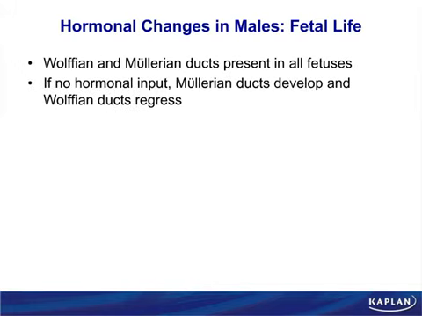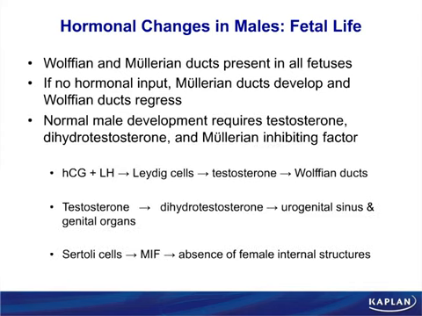But we also know that if we didn't have Mullerian inhibiting factor, wouldn't we all end up female? Yes, it's true. We're all born female. Now, the Mullerian inhibiting factor comes out of the testicle. And if there was no hormonal input from the Mullerian inhibiting factor, we would all end up female.